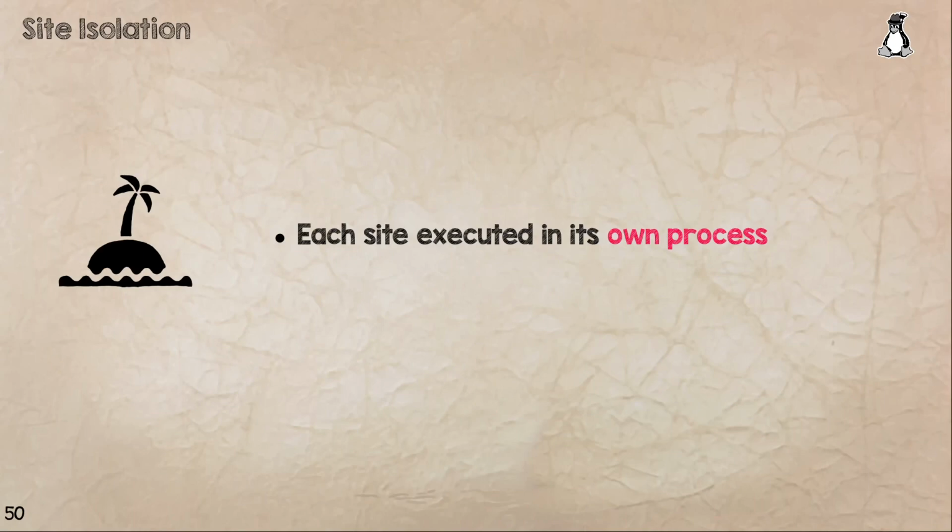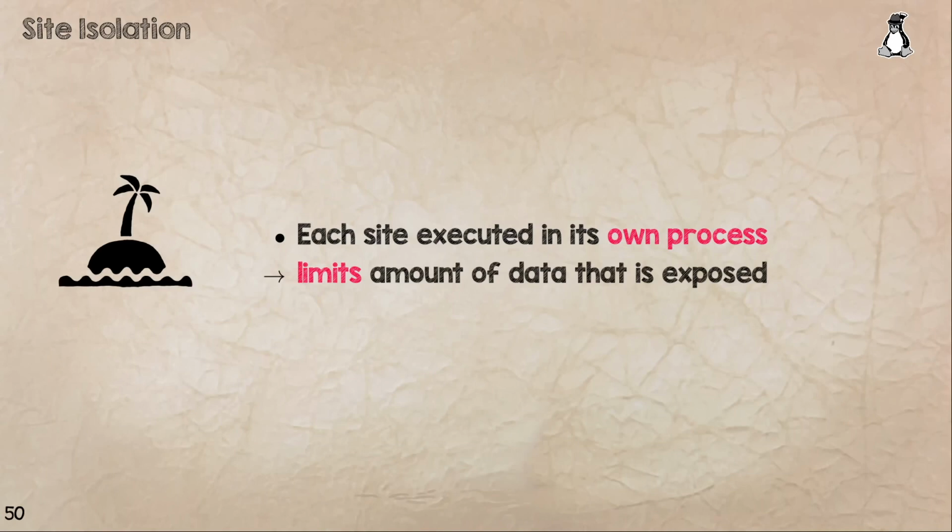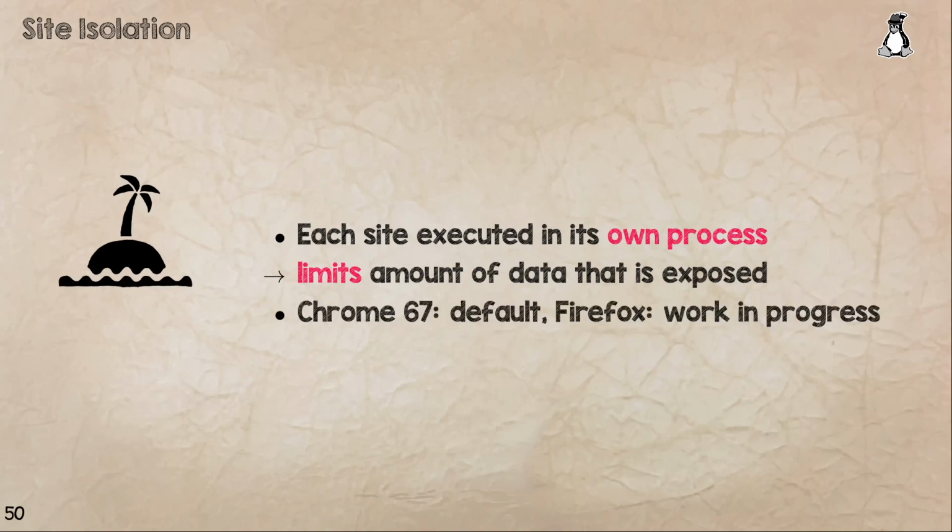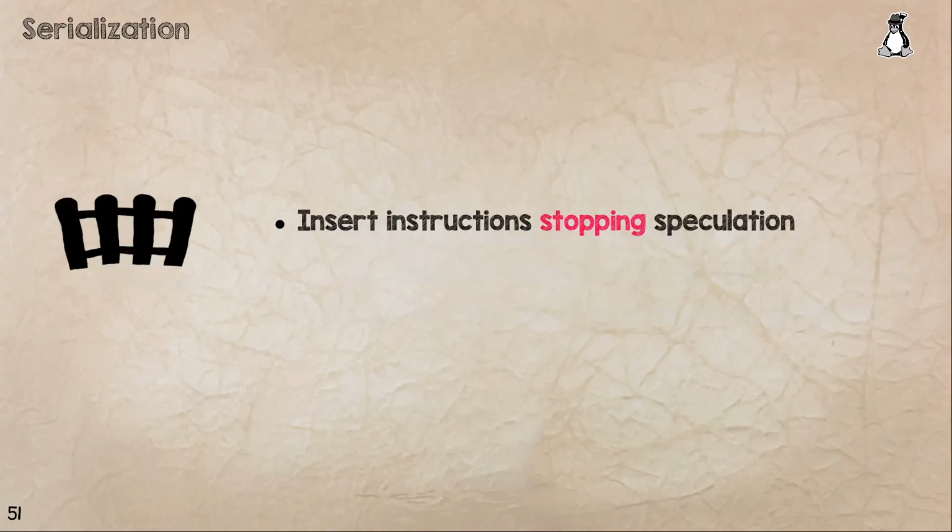Site isolation. The idea behind this is that we execute each site in its own process. This limits the amount of data that is exposed, because you only have access to the data in your own process. And that's what they deployed in browsers. So it works. So far it's the default in Chrome, and Firefox is also working on it.